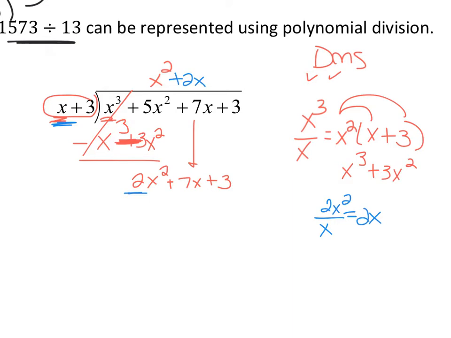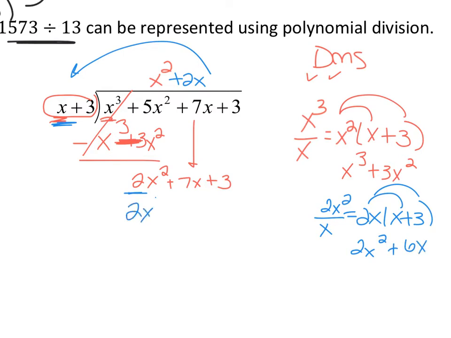Now what you're going to do is multiply into this. Multiply into that. So it's going to be 2x times x plus 3. So that'll go in, you'll get 2x squared plus 6x. Again, that's going to line up perfectly underneath. We divided, we multiplied, now we're going to subtract. Okay, these will cancel. 7x minus 6x is 1x. Drop down the 3 plus 3.